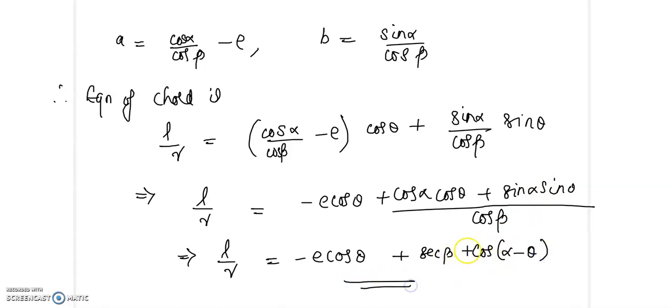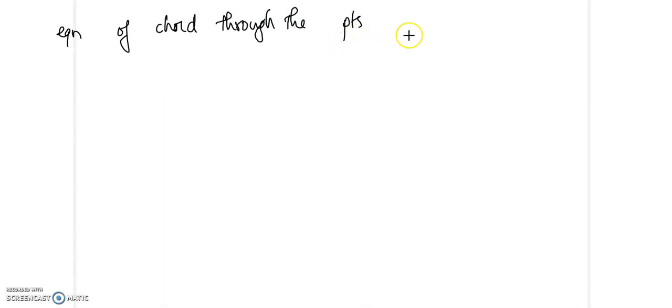So this is the required equation of the chord joining the 2 points theta equal to alpha minus beta and theta equal to alpha plus beta. And from this equation again, the equation of chord through the points, so here the points are in the form alpha minus beta and alpha plus beta. Now if you want to find the chord to the points theta equal to gamma and theta equal to delta, so we can replace alpha plus beta by gamma.